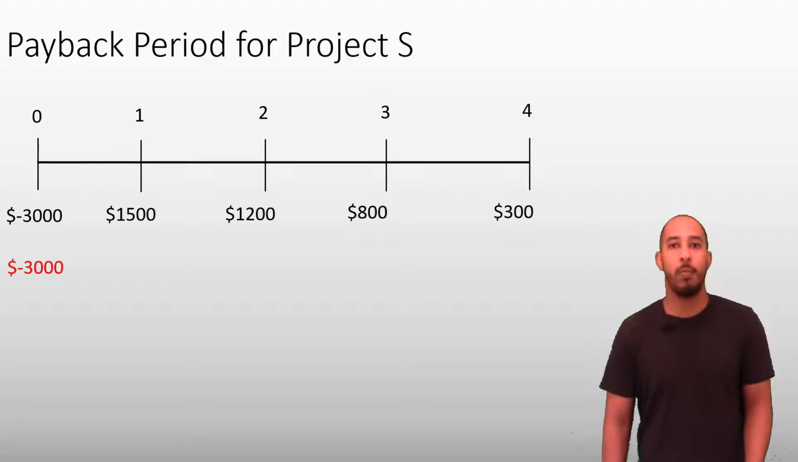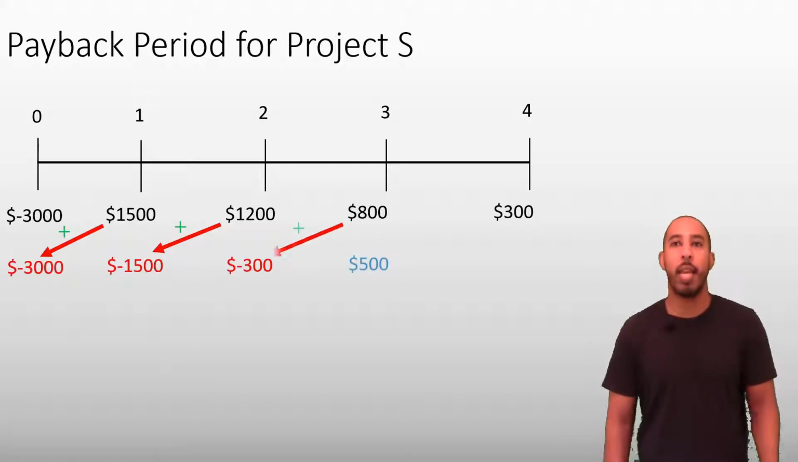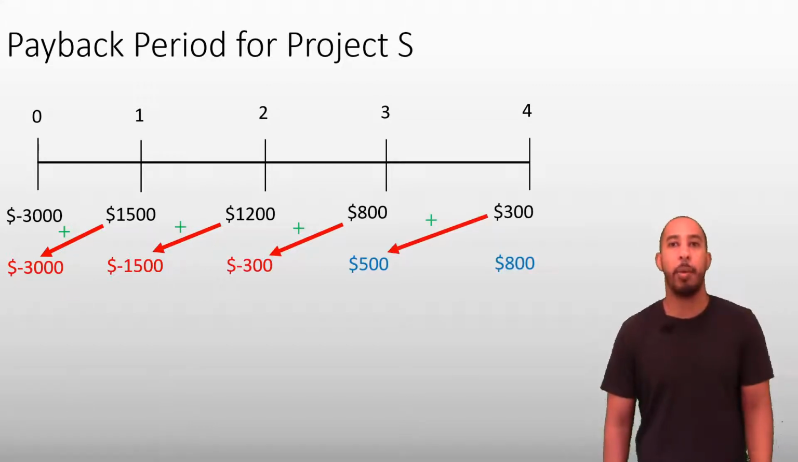After 1 year, you earn $1,500, so you add that into the account. So after 1 year, your account balance will still be negative, but a little bit less negative. It's going to be negative $1,500. The next year, we add $1,200 to the account, bringing the total to negative $300. And then the next year, we add $800, bringing the total up to $500. In the final year, we add $300 to the account, bringing the account balance to $800.